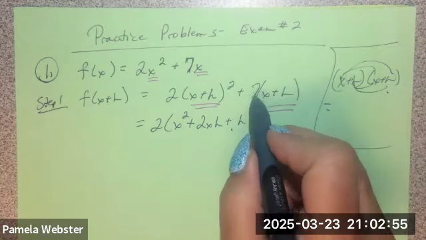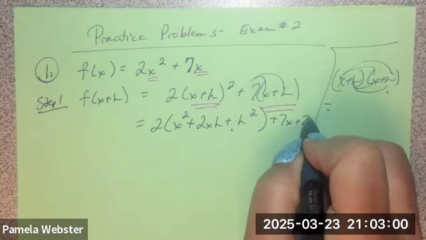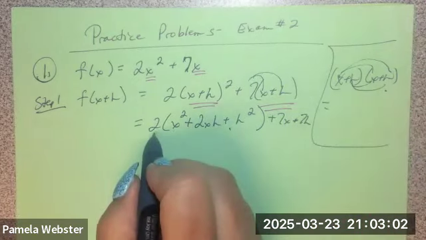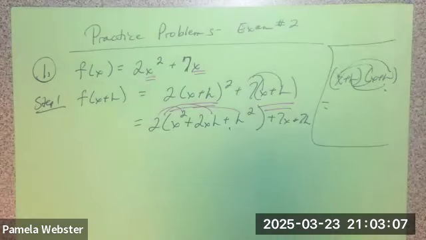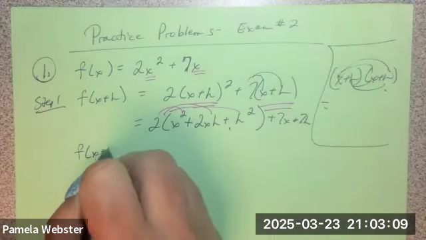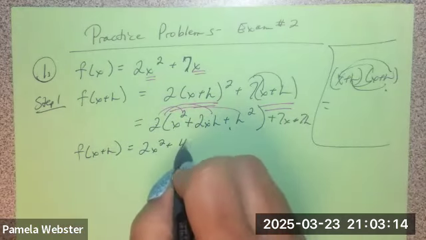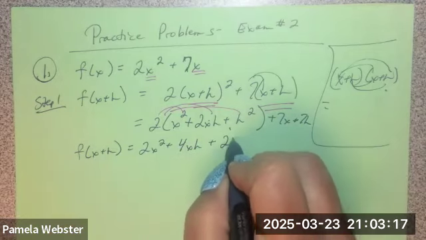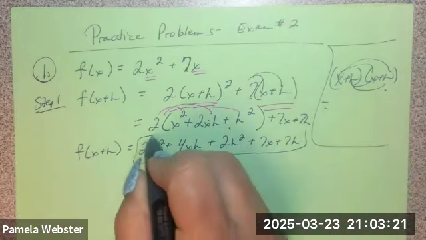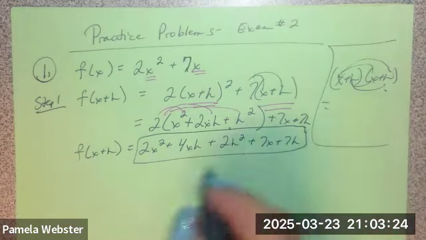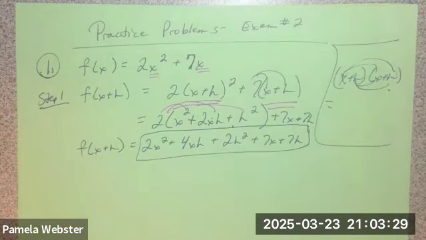that guy out. Okay, plus I need to distribute this 7, so 7x plus 7h. So I also need to distribute this 2 through all of those terms. So I believe that f of x plus h equals 2x squared plus 2 times 2 is 4xh plus 2h squared plus a 7x plus a 7h. And yes, I want to see every one of these 4 steps. So don't skip it. Don't hop to the shortcuts.